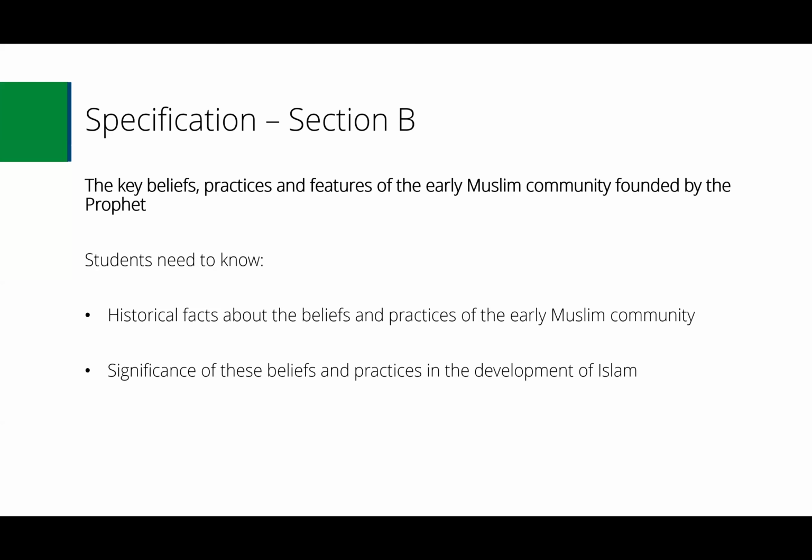If you look at the section, students will need to know historical facts about the beliefs and practices of the early Muslim community. So when we talk about historical facts, we're looking at what happened, how it happened, and the significance of these beliefs and practices in the development of Islam. So basically looking at how Islam was developed, where Prophet Muhammad actually founded the community at the time, and how Islam has developed. So moving on to section C.